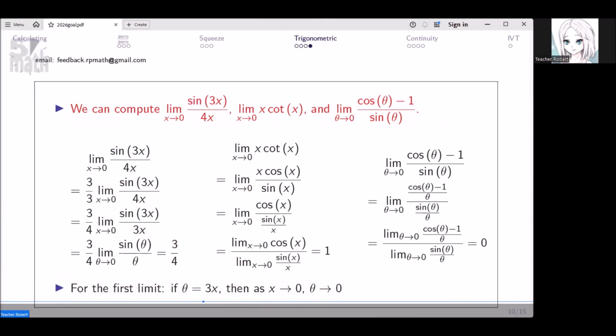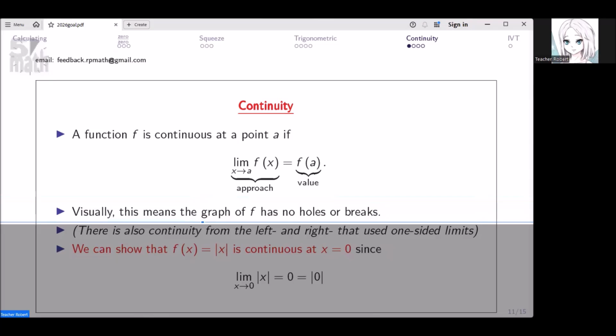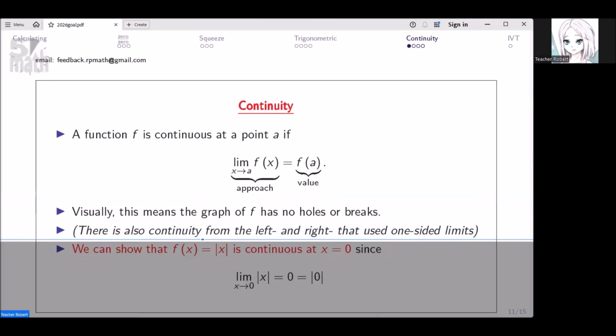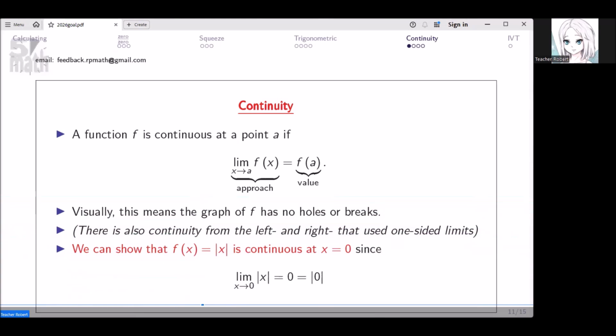Continuity. A function f is continuous at a point a if limit as x approaches a of f of x equals f of a. Visually, this means the graph of f has no holes or breaks. There's also continuity from the left and right that used one-sided limits. We can show that f of x equals absolute value x is continuous at x equals 0 since limit as x approaches 0 of absolute value x equals 0 equals absolute value 0.